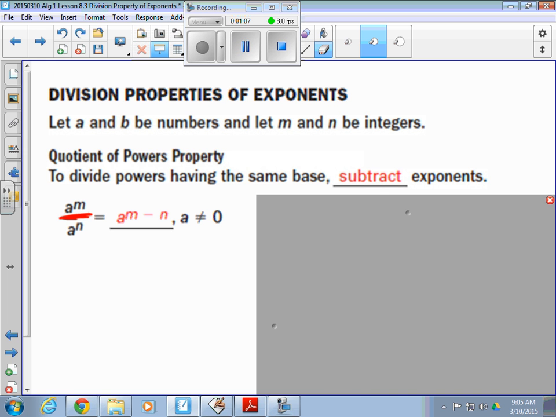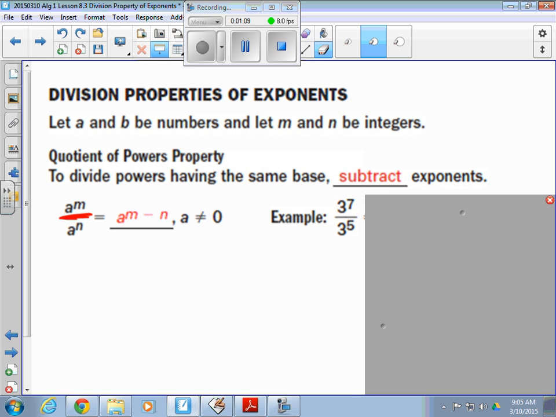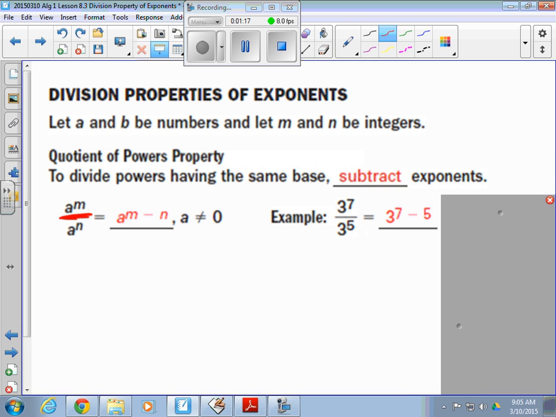So the example used with numbers instead is 3 to the 7th divided by 3 to the 5th. So you have the same base. Both of them are 3. So you subtract 7 minus 5, which gives you 3 squared. And if we went further than that, it would come out to be 9. So that's the quotient of powers property. If they're dividing, you subtract the exponents. Just like if they're multiplying, you add the exponents.